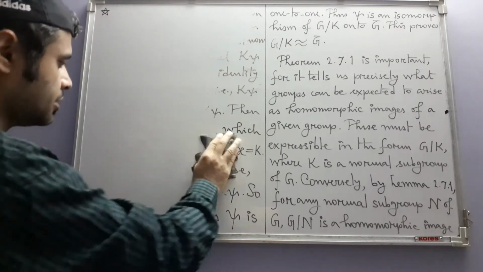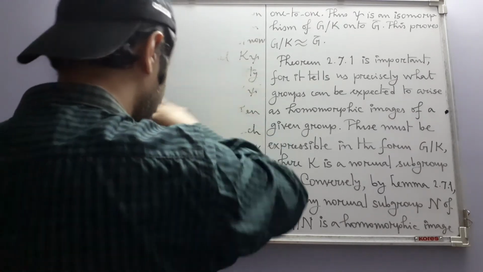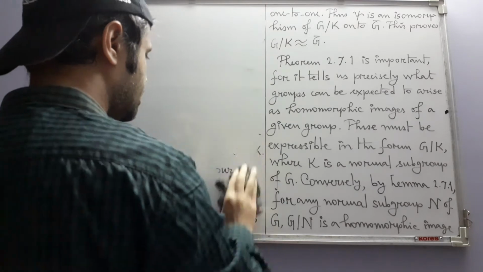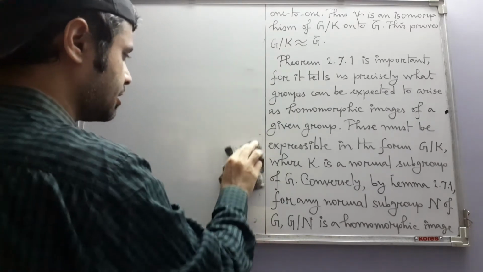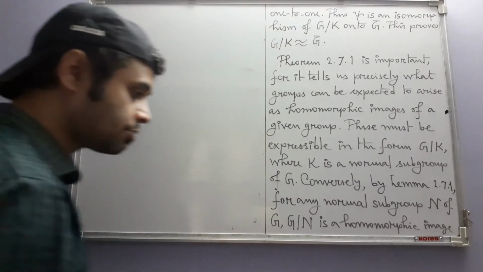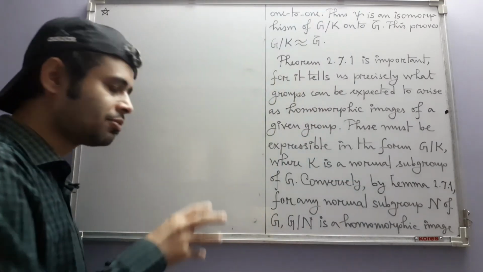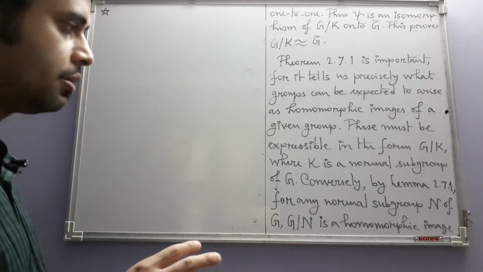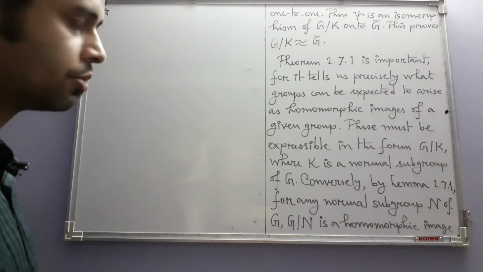So these two results together tell us that there is a one-to-one correspondence between homomorphic images of a group and normal subgroups of the group.